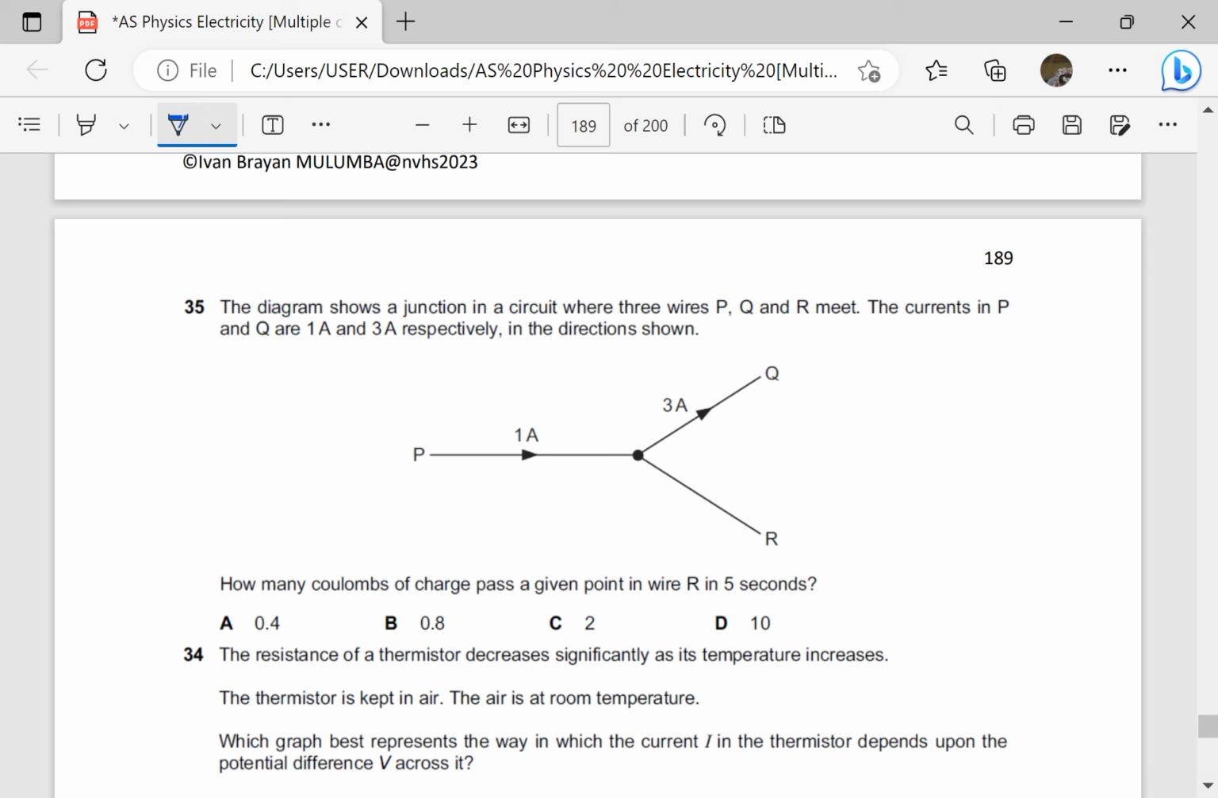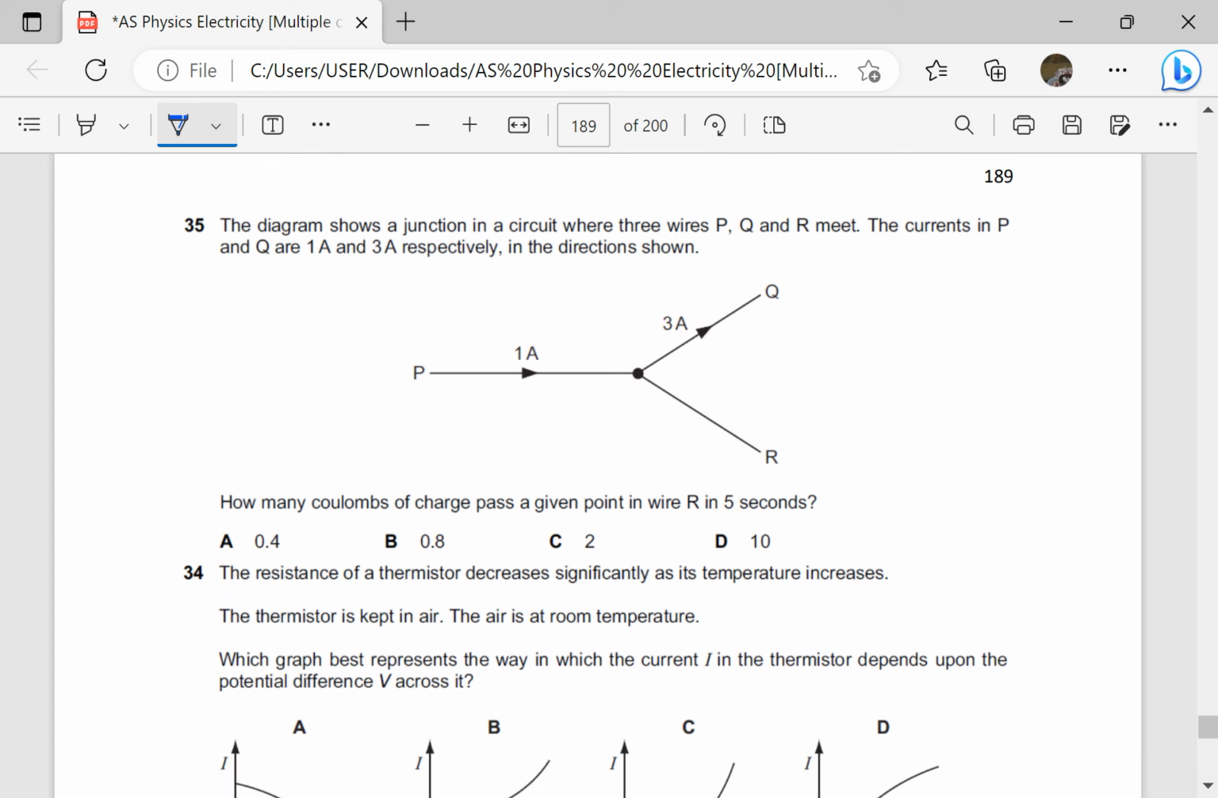The diagram shows a junction in a circuit where 3 wires P, Q, and R meet. The currents in P and Q are 1 ampere and 3 amperes respectively in the directions shown. How many coulombs of charge pass a given point in the wire R in 5 seconds? Let me randomly choose the current here to be I. According to Kirchhoff's first law, I plus 1 should equal 3. The sum of currents entering the junction should equal the sum of currents leaving the junction. So that means I is going to be equal to 3 minus 1, which is 2 amperes.